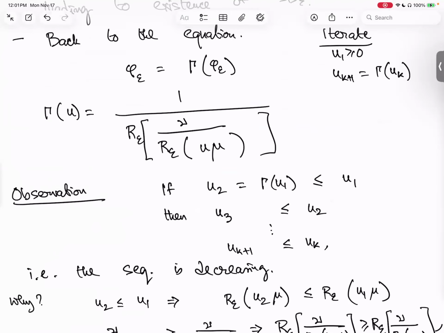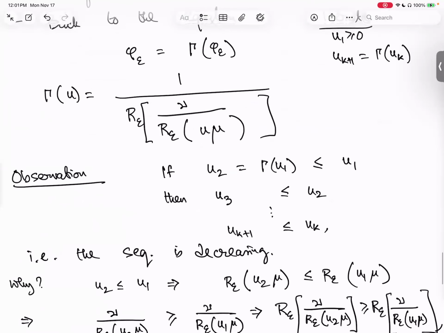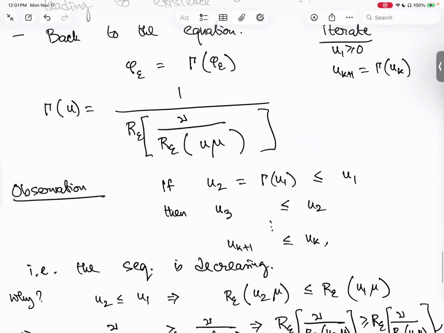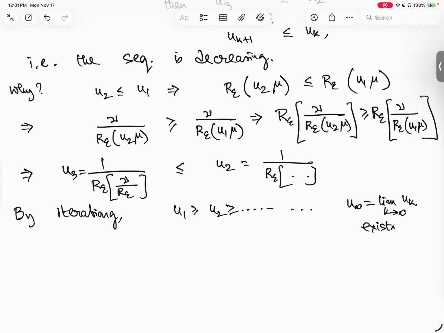Why? Because again, same deal. R epsilon, look at U2, R epsilon of U1 times mu is non-negative. Nu over that is non-negative. R epsilon of a non-negative quantity is non-negative. 1 over that is non-negative. So this is always non-negative, so they're always bounded from below. And I have this U infinity, which is the limit of UK. This will exist, and this should be non-negative. Good. So just by monotonicity, I can say that this limit actually exists.